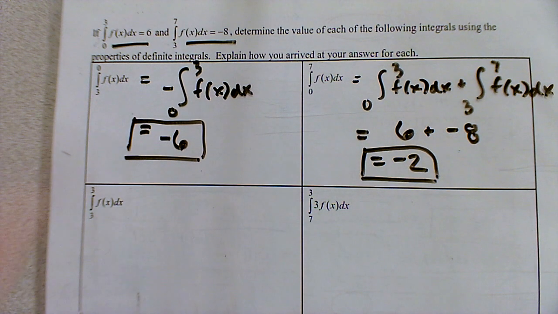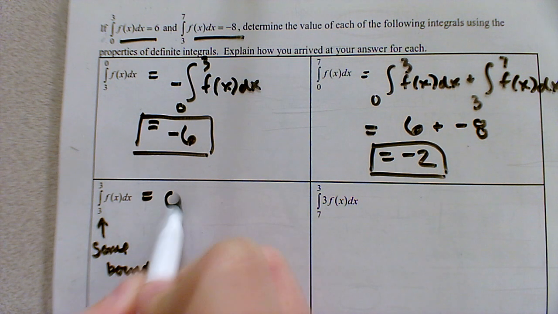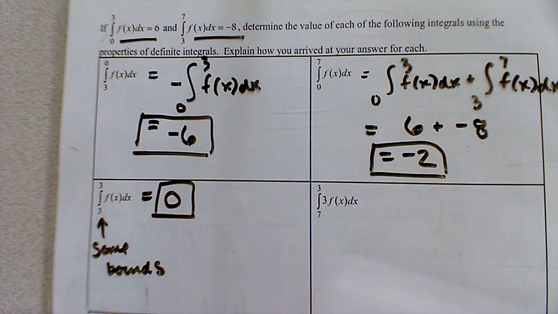All right, looking at the next one, I'm hoping you notice immediately that the bounds are the same. So we are beginning and ending our area calculation at the same point. We don't necessarily have an interval this time because we're beginning and ending at the same spot. So our total area would actually be 0.